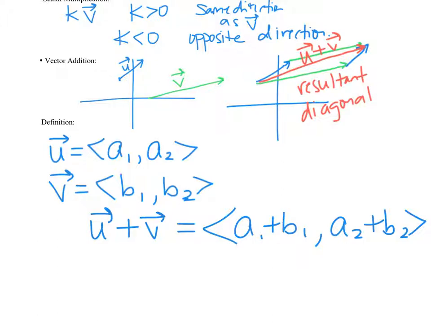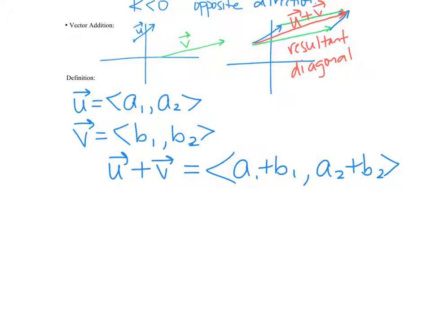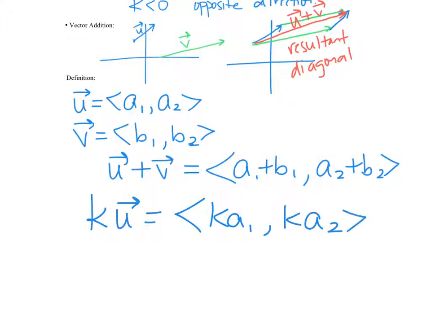You take whatever's in the x spot of their points, or whatever you want to call them, and you add them. And you take whatever's in the y's and you add those together too. And then for a scalar, if you take a constant times a vector, you just distribute it in. You get k times a1 and k times a2, if I was going to take a constant times vector u.